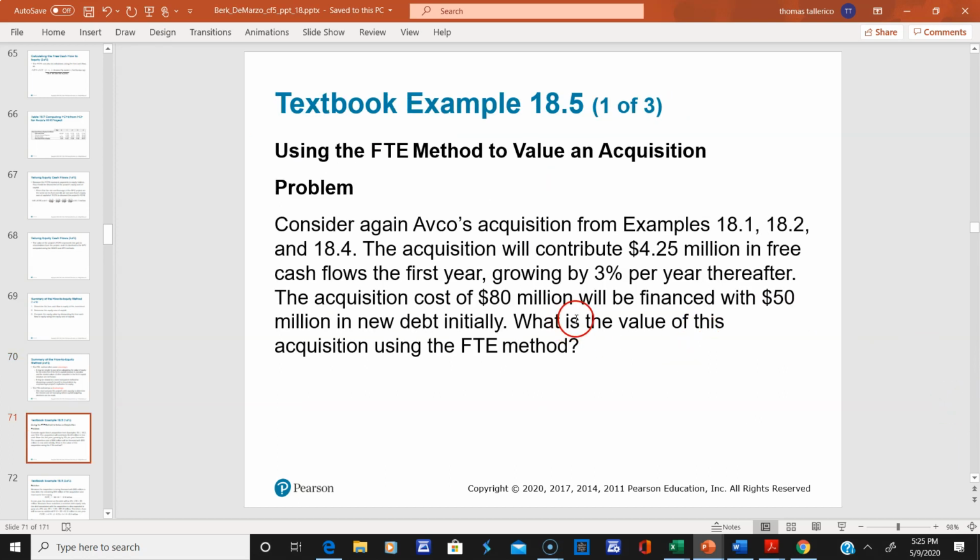And here's now another textbook example from the textbook, and they use the FTE method to value an acquisition, and they give you all these numbers here, right? And they want to know what is the value of this acquisition using the free cash flow to equity method.